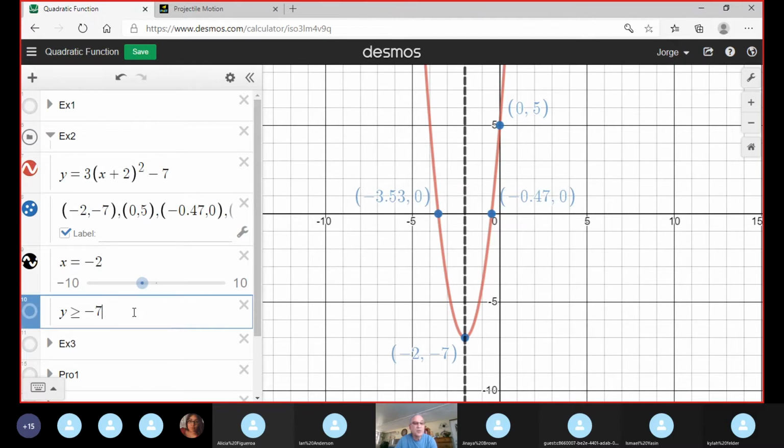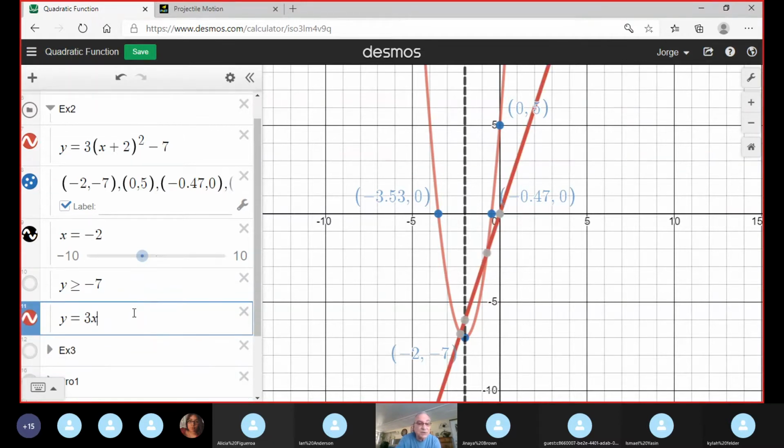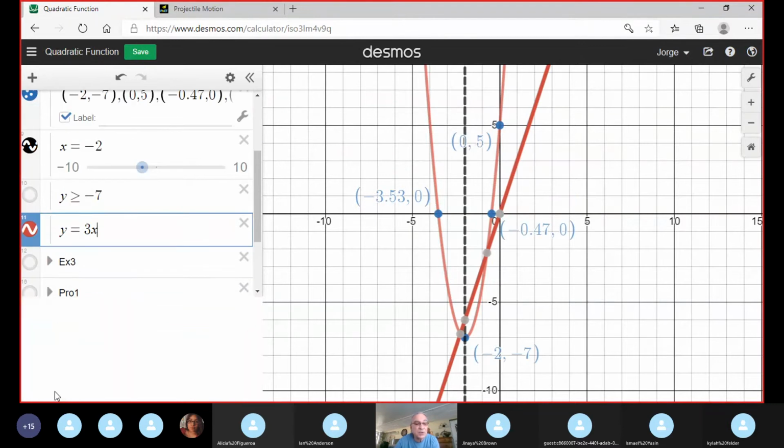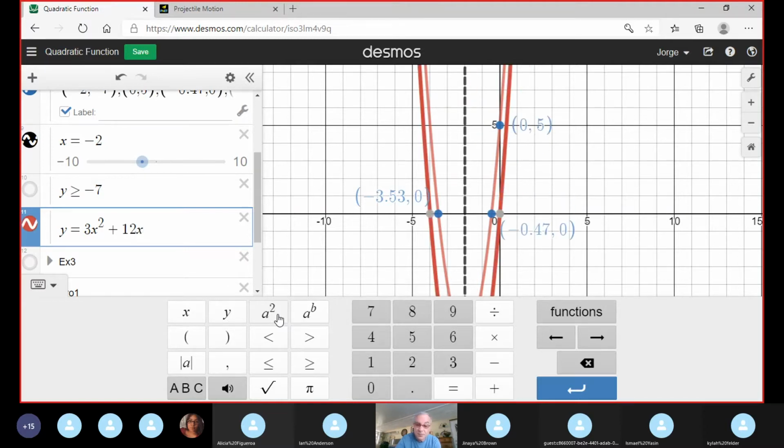But suppose, out of curiosity, I put y equals something. I type in the original, it's 3x squared, I'm using the keyboard for Desmos, plus 12x, no, plus 12x plus 5.